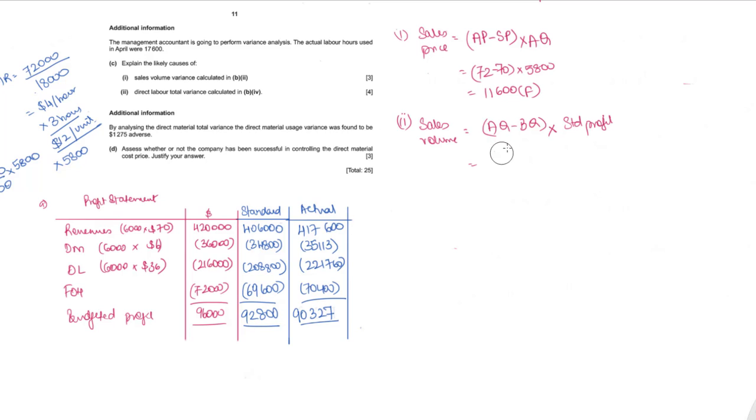The actual quantity is 5,800, budgeted quantity 6,000. Now how much is standard profit per unit? See, the budgeted profit that we calculated in the budgeted column was 96,000. This 96,000 is for 6,000 units. So for every unit, it was budgeted that we will be earning $16 per unit. So 3,200 adverse, because the actual quantity sold is less than the budgeted quantity. Less quantity sold means less profit.